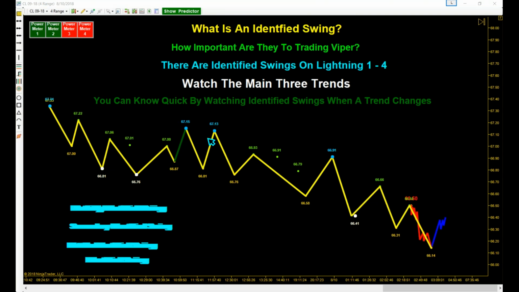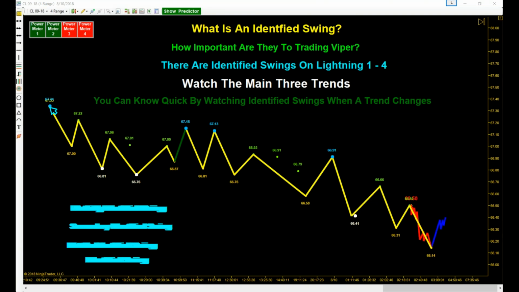Okay, see how this was just kind of zigzagging around? But let's go through this right here, and we're going to talk about which one of these are identified swings. And I'm going to give you the first one, and then I want y'all to catch the next one, okay? Now, an identified swing is super important that you don't know.